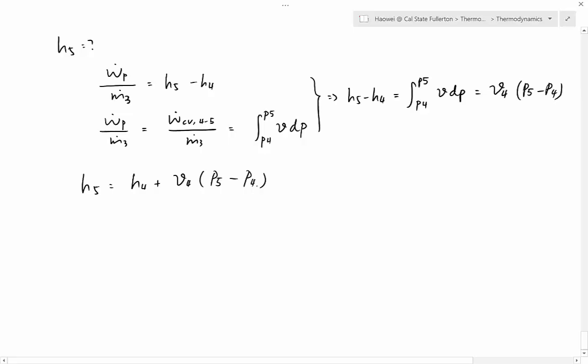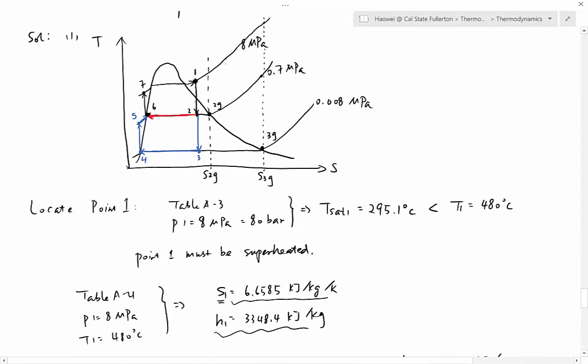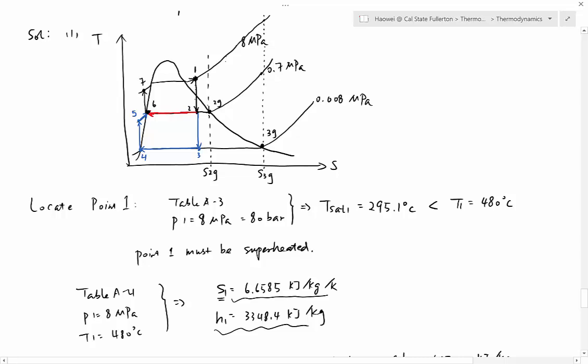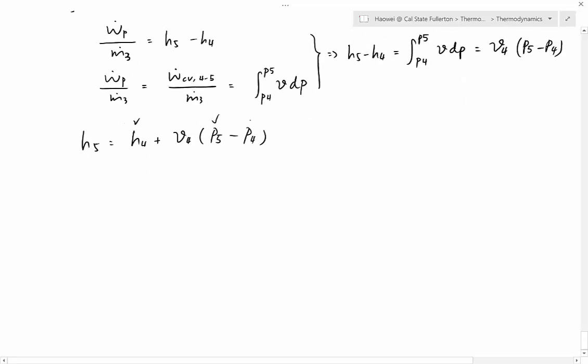Okay, so now let's take a look. We do have H4, P4 and P5. They are very easy to find. You can just go back to the diagram. What is P4? Pressure of number 4. Number 4 is on the 0.008 megapascal line, so P4 is 0.008 megapascal. What is P5? Number 5 is on this line, so the pressure is 0.7 megapascal. And next, we just need to find nu 4. How do we look for nu 4? We do the same thing. We go to table A3 and we start from P4. P4 is 0.008 megapascal, which is 0.08 bar. And from the table, we look for nu F, and that is our nu 4.